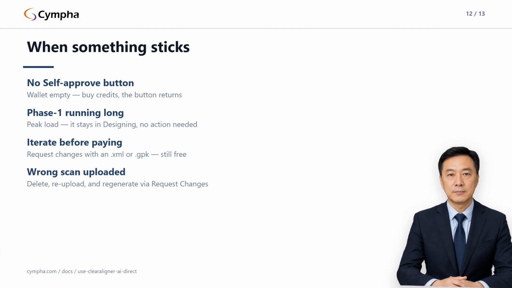You want to iterate on the plan before paying. You can. Phase 1 is free. So click Request Changes on the Approve page and upload an XML overlay or a replacement transfer pack. No credit is deducted until self-approve fires.